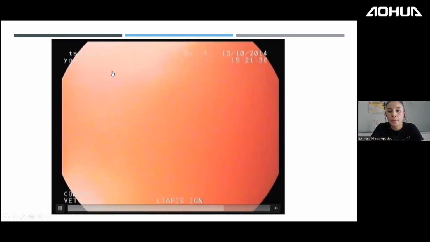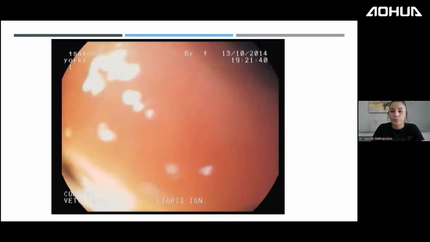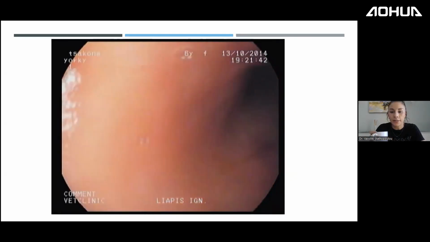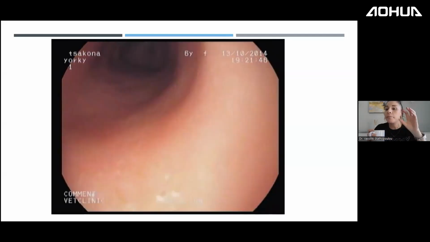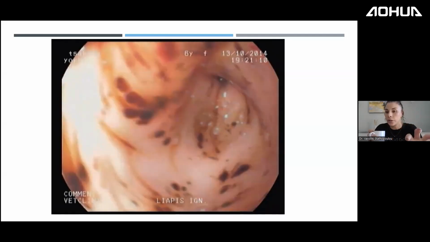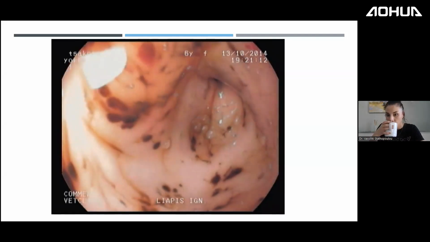Okay. And no duodenal ulceration, just in the stomach and just in the pyloric, in the antral region, actually.